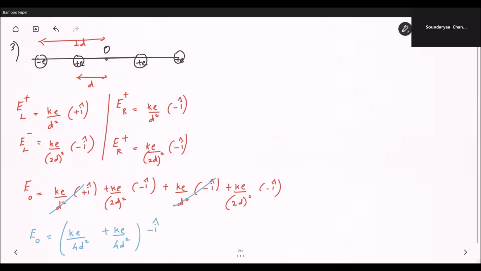Then the answer will be Ke by 4d square plus again Ke by 4d square into minus i cap. And the answer will be 2 times Ke by 4d square. So E naught is equal to 2 Ke by 4d square into minus i cap. 2 and 4 will get cancelled and the 2 will be in the denominator. So E naught is equal to Ke by 2d square into minus i cap. I hope you have got an idea how to solve.